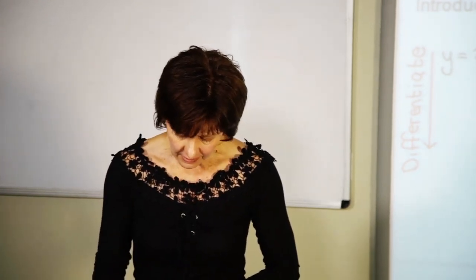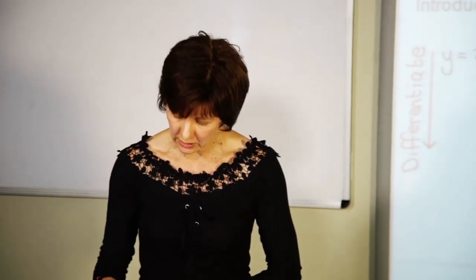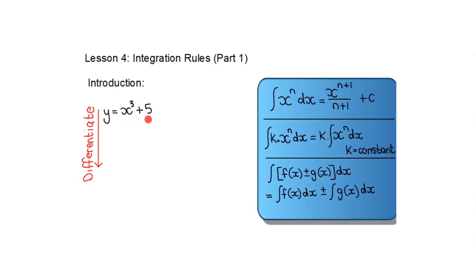So let's say I ask you to differentiate the following: y is equal to x cubed plus 5. The derivative will be, you take the exponent 3 to the front, x to the power whatever you had minus 1, and you will remember the derivative of a constant was 0. So my answer will be 3x to the power 2 plus 0, or you can just say 3x squared.